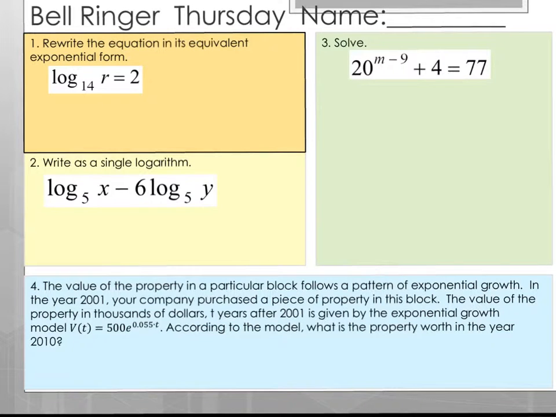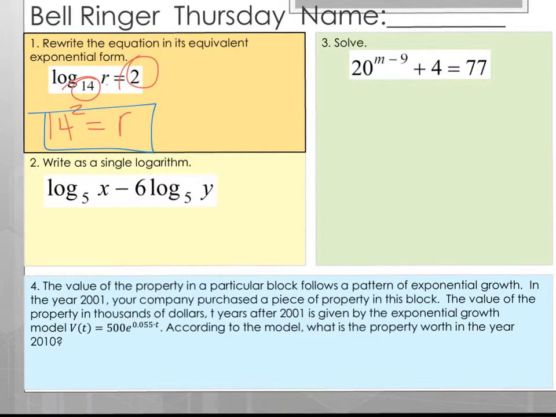Number 1, they want us to rewrite the equation in its equivalent exponential form. The base of that log is 14. That means it's going to be the base of our exponential equation. And then over here, doing the log on an argument gives us the exponent. So our exponent is going to be 2, and that's going to be equal to the argument that was given in the log form of the equation. So that is our equivalent exponential form.